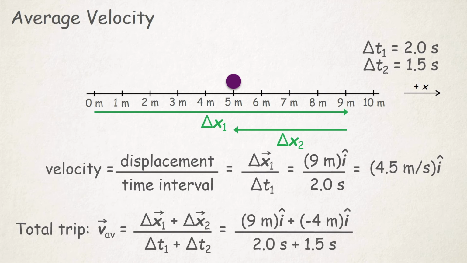The total displacement is 9 meters minus 4 meters, which is 5 meters in the positive x direction, and the time interval of the total trip is 3.5 seconds. This gives an average velocity of 1.4 meters per second in the positive x direction for the total trip.